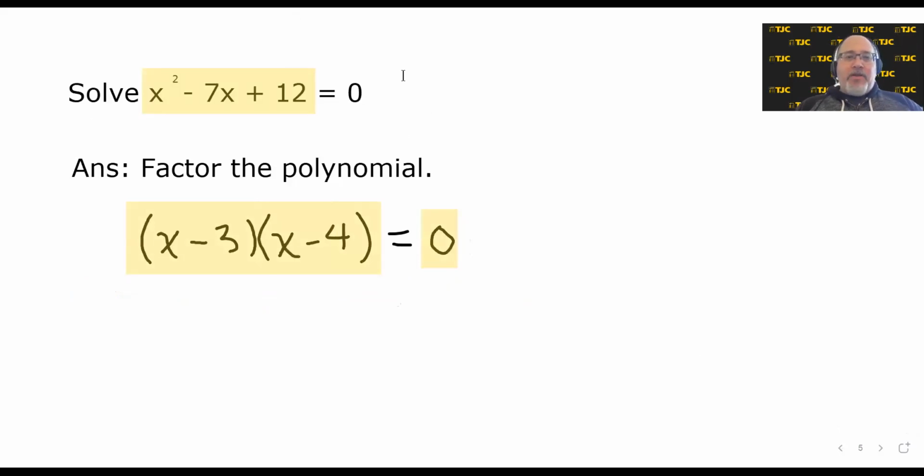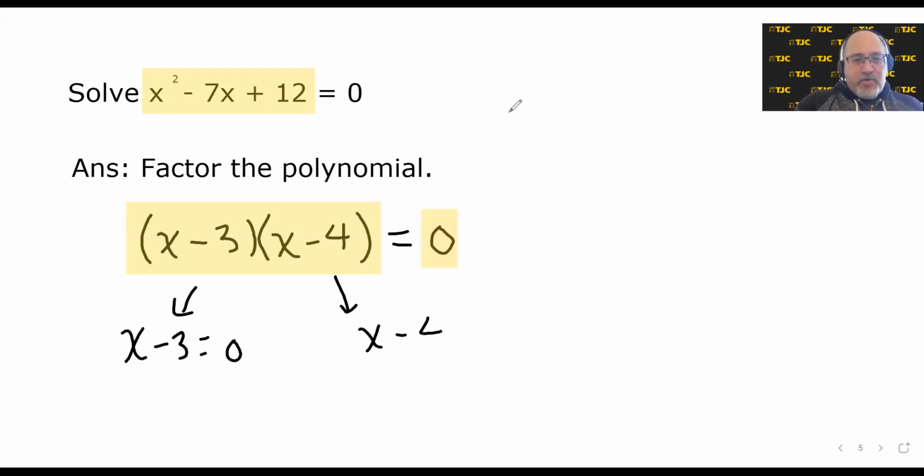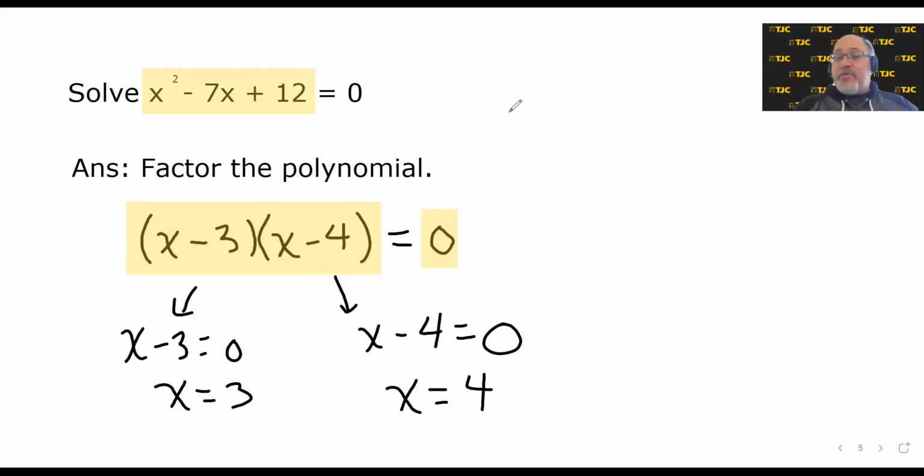Factor the polynomial. You got a multiplication problem equal to 0, which means either the first factor is equal to 0, x minus 3 is equal to 0, or the second factor is equal to 0, x minus 4 is equal to 0. And at this juncture, the problem that was preventing us from our goal has been overcome. The problem is we had too many x's that were stuck together in the same problem, and now they're separated. These are easy to solve. If you solve x minus 3 equals 0, you get x equals 3. If you solve x minus 4 equals 0, you get x equals 4.